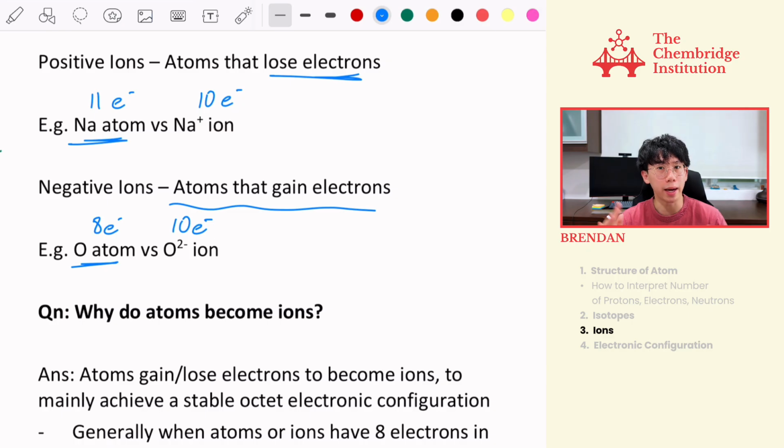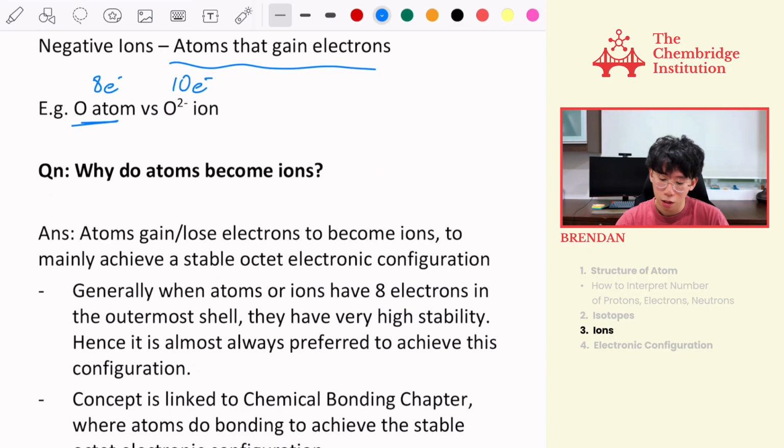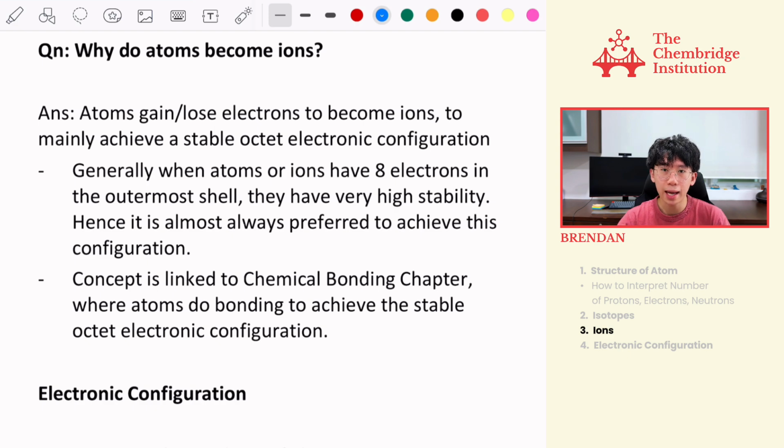Now a burning question you might have is, why do atoms generally become ions? Well, it's very simple. Because atoms gain or lose electrons to become ions to mainly achieve this thing called a stable octet electronic configuration. And this is very important to understand. Some people call it a noble gas electronic configuration, which is the same thing.